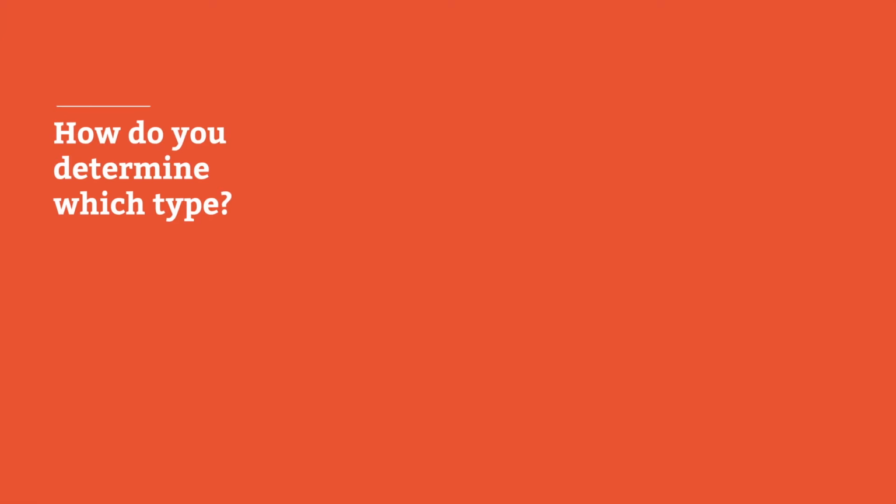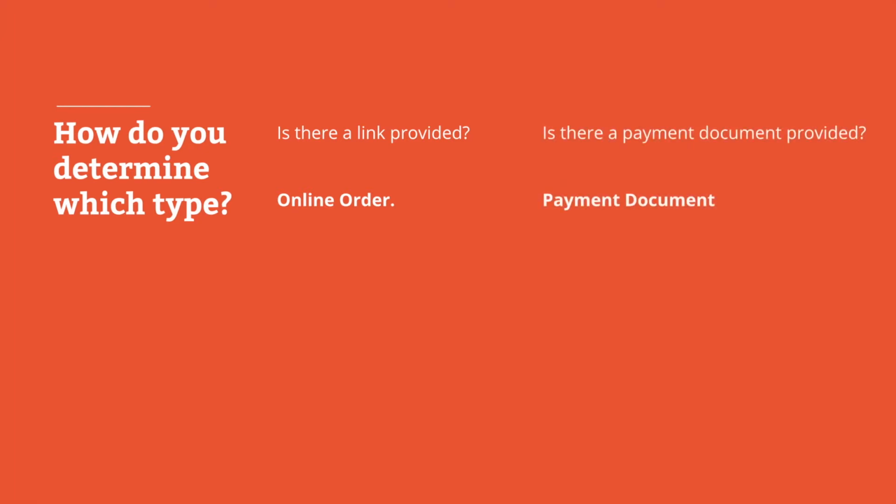So, how do you determine which type of special request a resource is? Easy. If the screening site prompts you to click a link and visit a website, it's an online order. If a payment document is embedded into the project, it's a payment document project. Note that it is possible to have multiple resources of different types within one project. That is to say, a teacher could request one resource as an online order, one through a payment document, and one through one of our approved vendors, all in the same project.